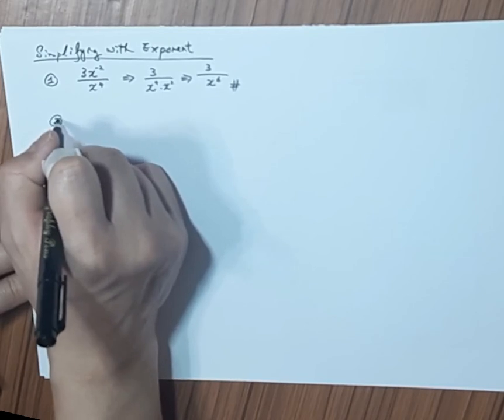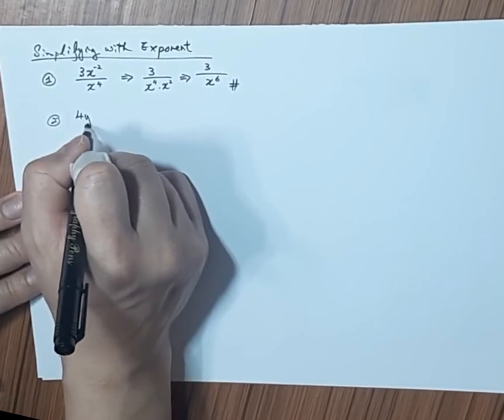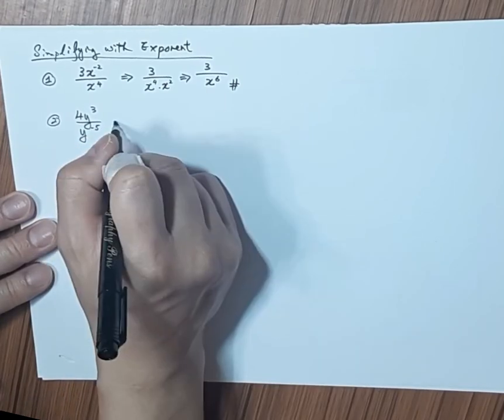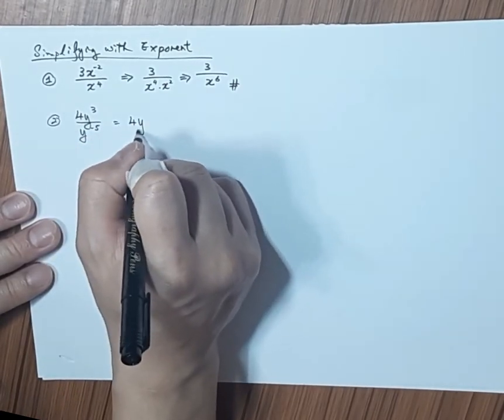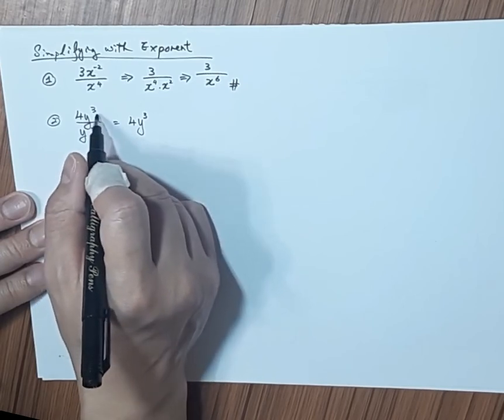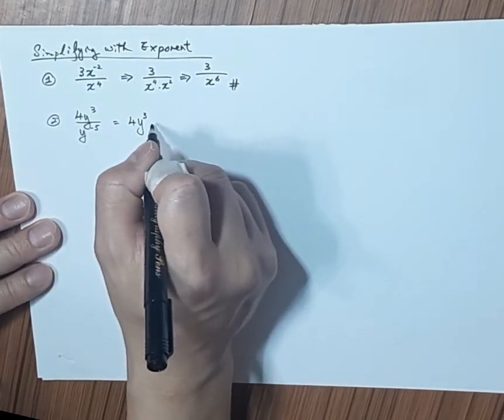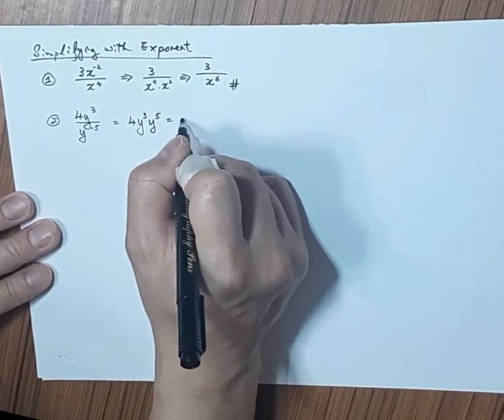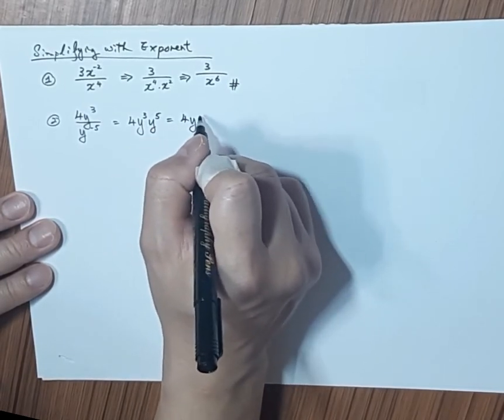And the second example, if we have 4y to the power of 3 over y to the minus 5, it is equal to 4y to the power of 3, and we take the minus 5 from the bottom up to the top. We change the sign from negative to positive. We get y to the power of 5, so the answer is 4y to the power of 8.